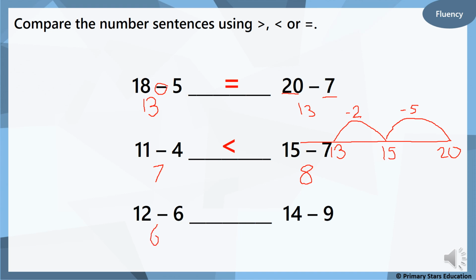Put 14 in your head or get 14 counters. 14, 13, 12, 11, 10, 9, 8, 7, 6, 5. It gives us an answer of 5. So 12 minus 6 is greater than 14 take away 9.